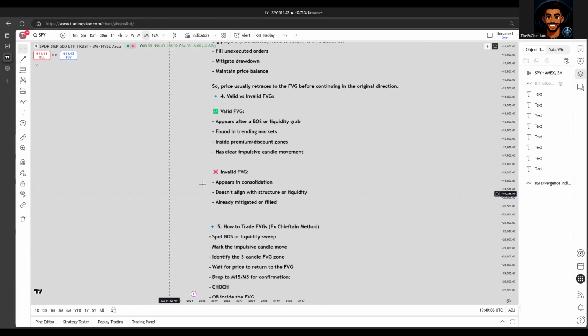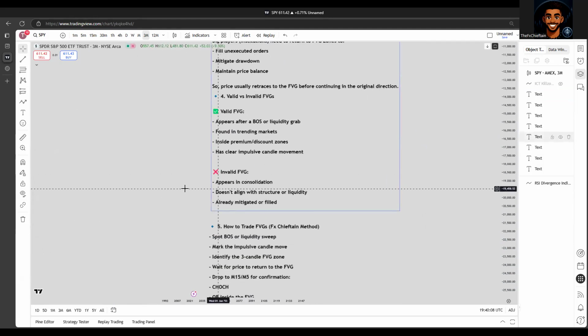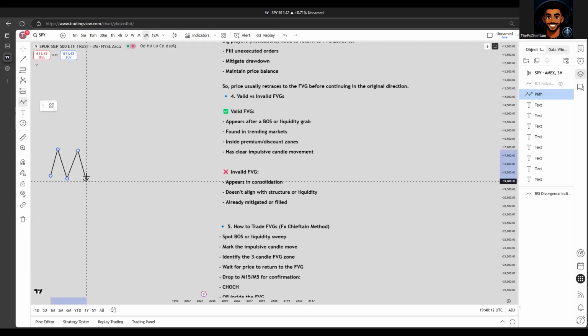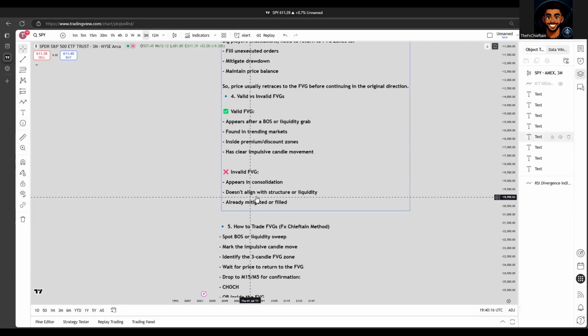And invalid fair value gaps appear in consolidation, like I drew out earlier. You don't want to see something like this. This is an invalid fair value gap, right? It doesn't align with structure or liquidity.